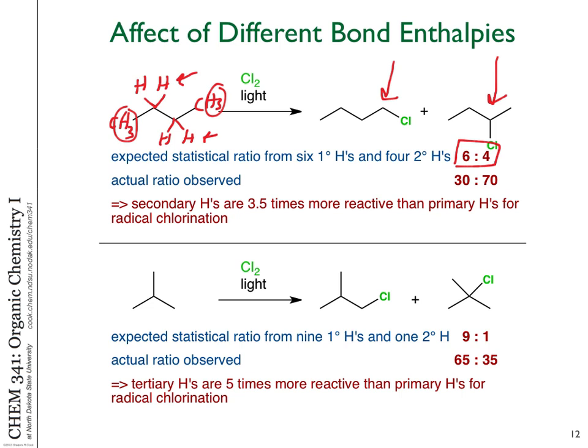In fact, when you actually carry out the reaction, you find that ratio is nowhere close to 6:4. It actually favors the secondary chloride by more than 2:1. So 30:70 is the actual ratio of those two products that are formed. Why?